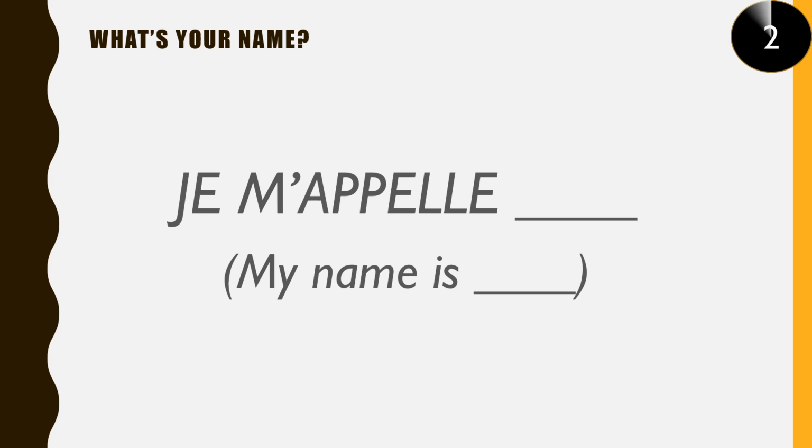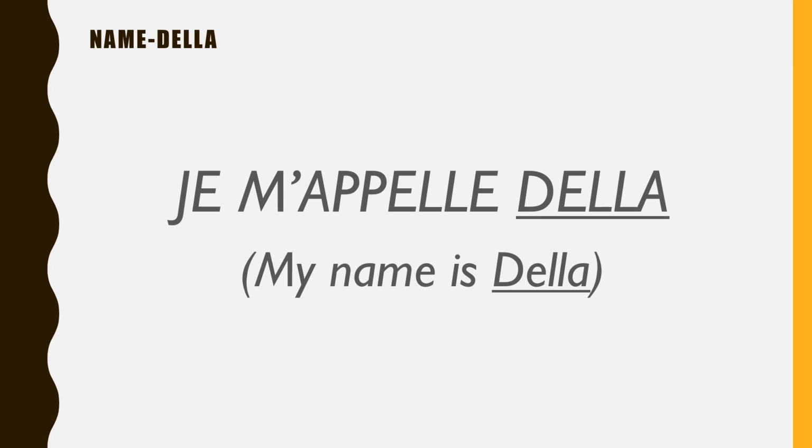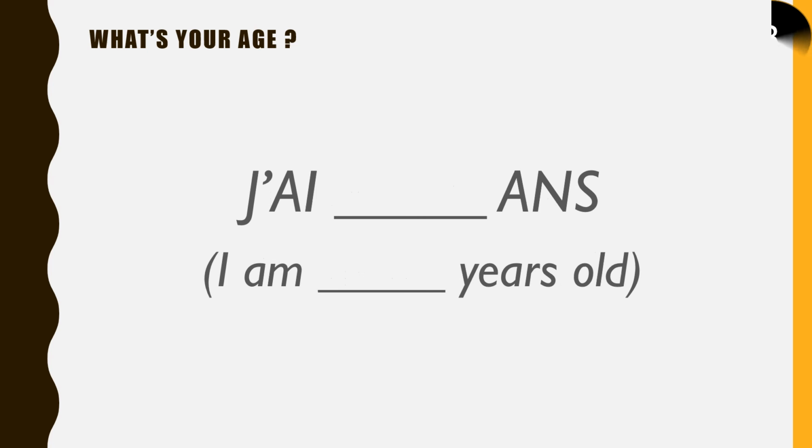Je m'appelle. My name is. So when you want to tell your name in French, you say je m'appelle, and then you add your name in the blank. We have an example here. Let's say your name is Della. So you will say, Je m'appelle Della. My name is Della.